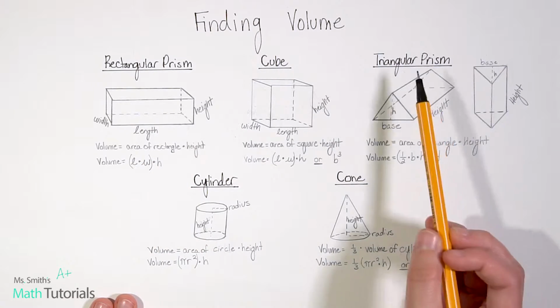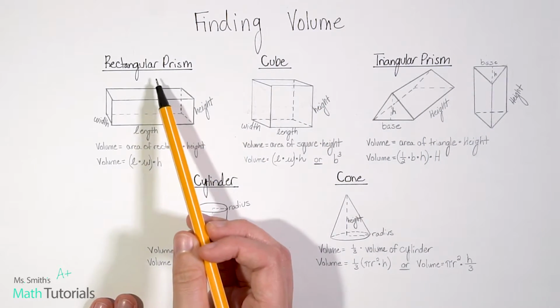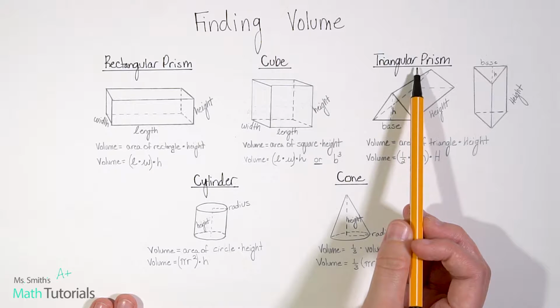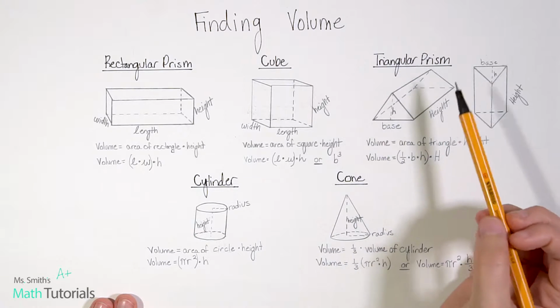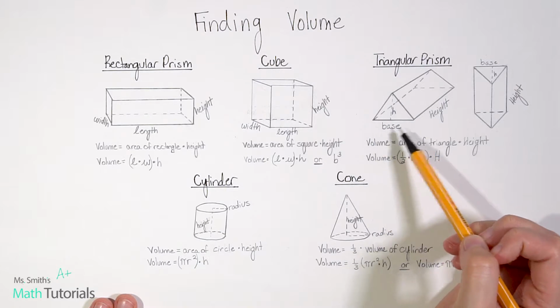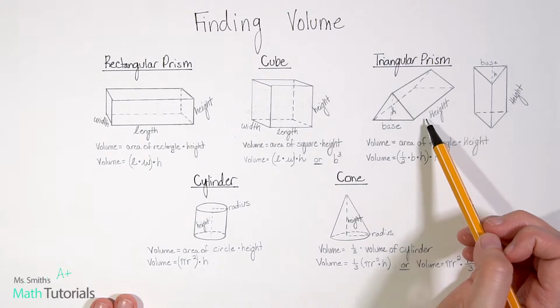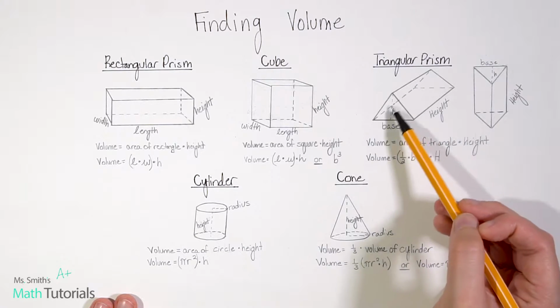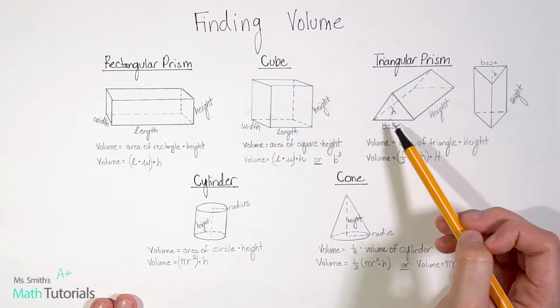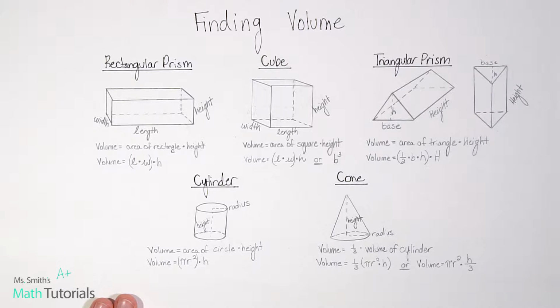Okay, let's look at triangular prism. We covered rectangular prism, now we're going to look at triangular prism. And this one can be a little confusing for students. When you look, a lot of students will see this shape right here, and they will say, oh, okay, well, the base is a rectangle, because that's what it's sitting on. So the bottom must be a rectangle, so it's just the area of a rectangle times how tall it is.